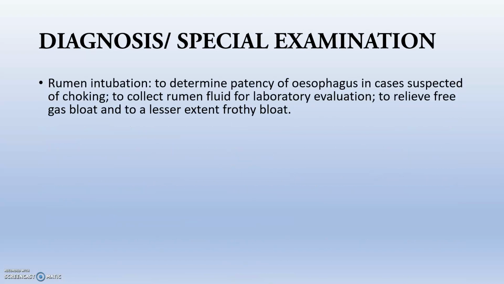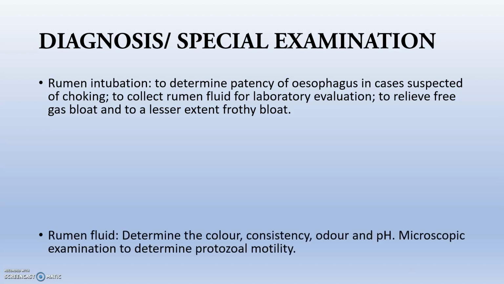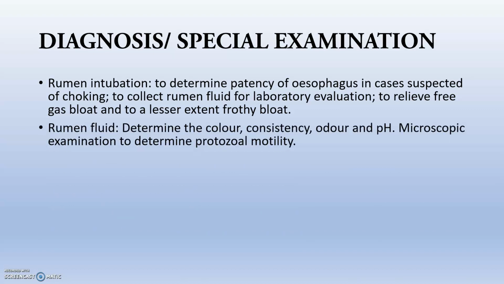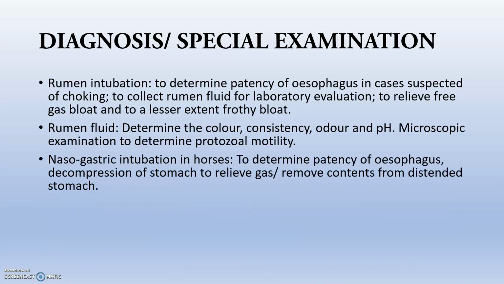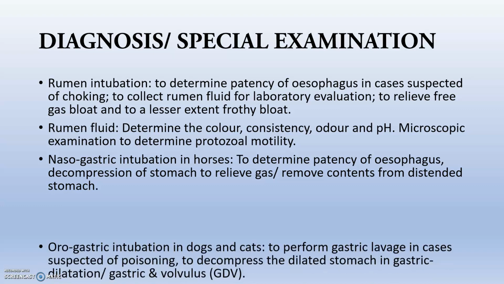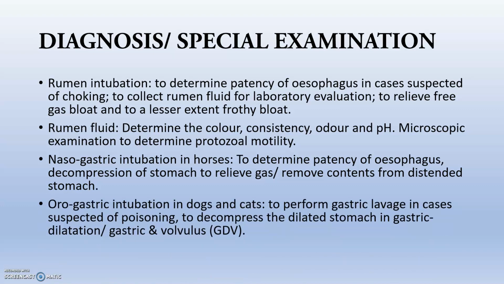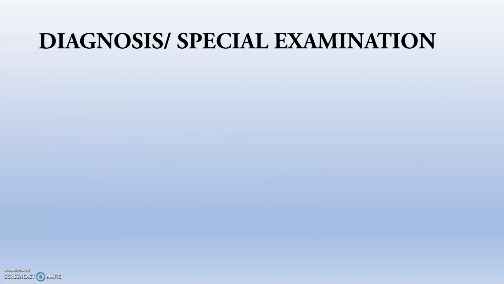Next is rumen intubation. It is passing a tube into the rumen and evaluating the ruminal fluid contents or the appearance of gas, bloat and all. Next is rumen fluid evaluation, that is determination of the color, consistency, odor and pH. Next is nasogastric intubation to determine the patency of the esophagus, decompression of the stomach to relieve gas, etc. Next is orogastric intubation in case of dogs and cats.